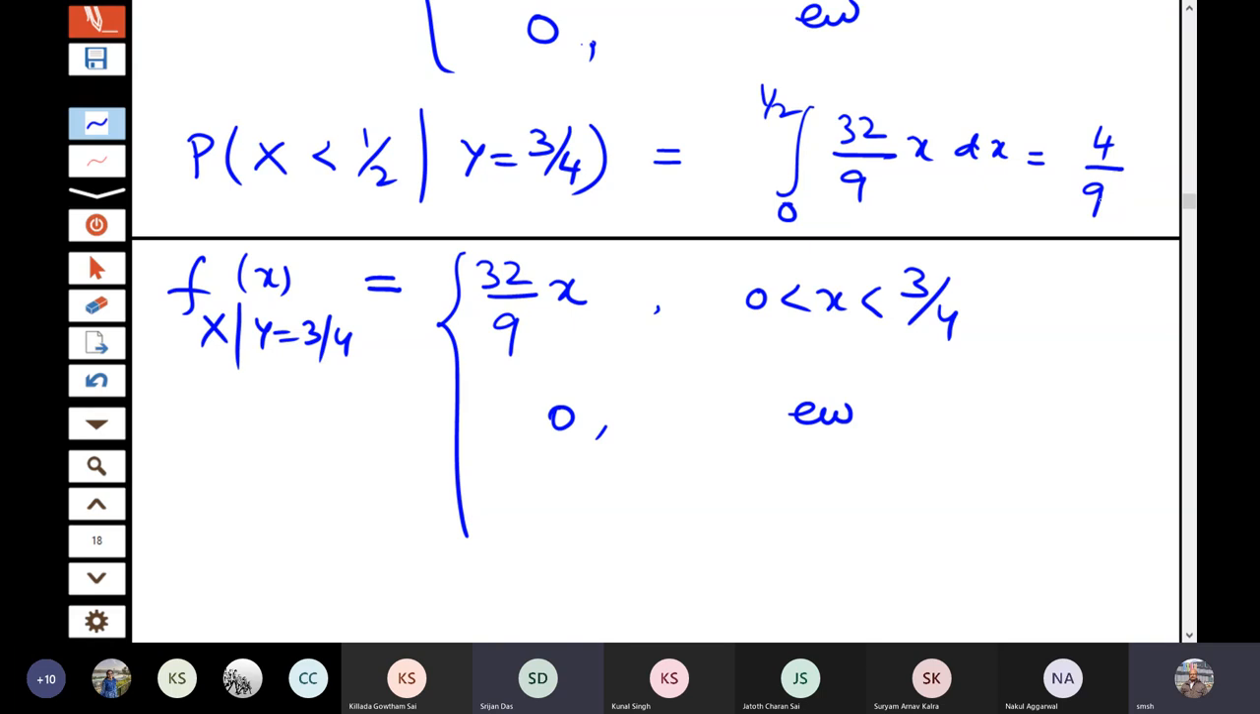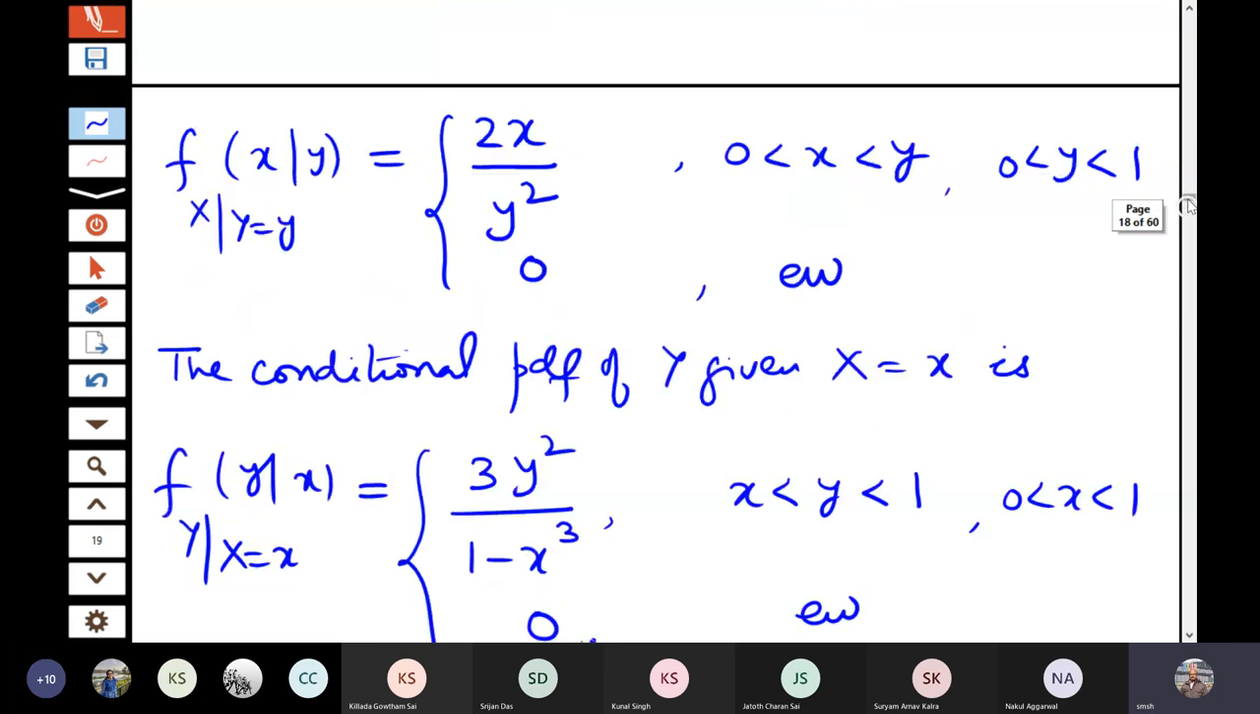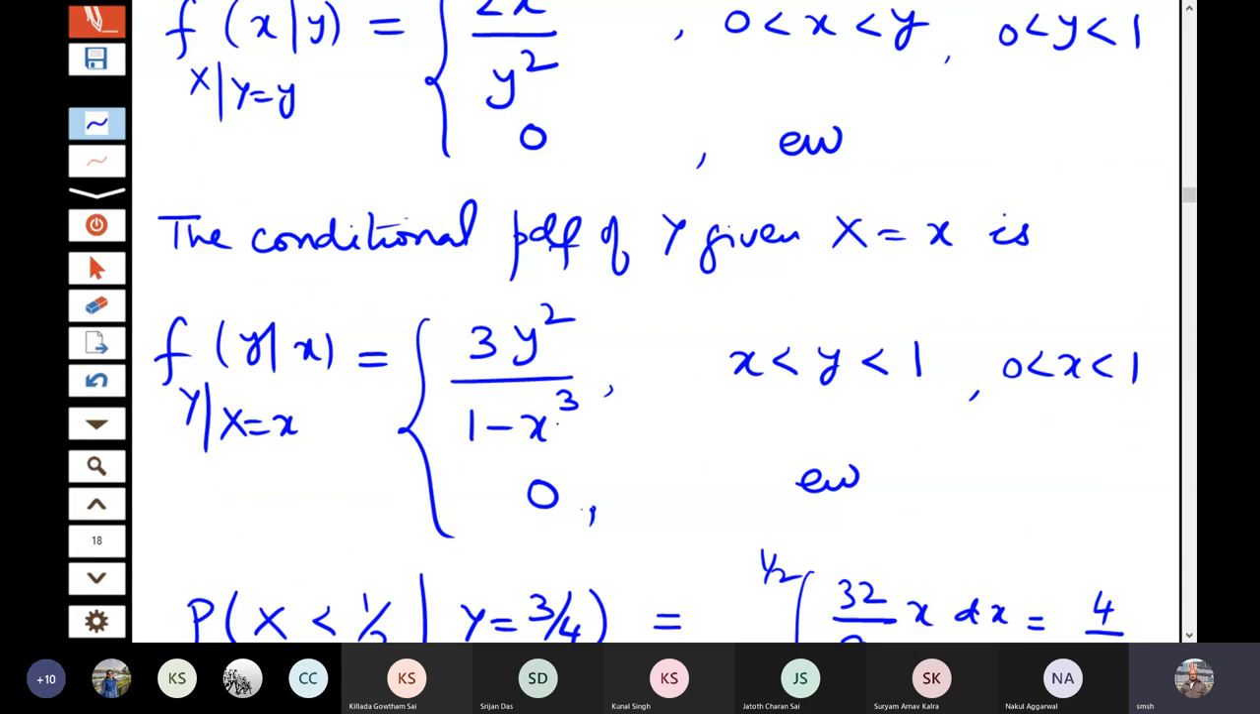Similarly, suppose I want to find out another probability, say y less than half given x is equal to 1 by 4. Again, I will need the conditional distribution of y given x is equal to 1 by 4. We have calculated the conditional distribution of y given x. The general form I have written is this. Here you put x equal to 1 by 4.